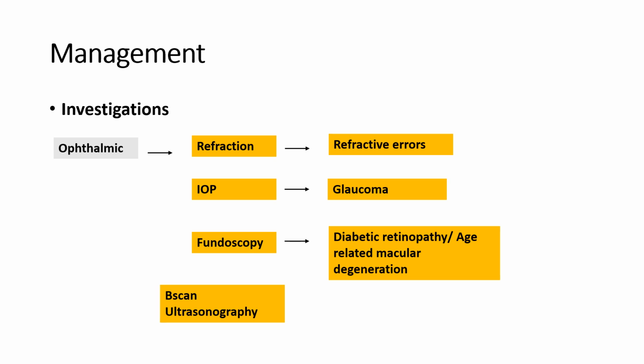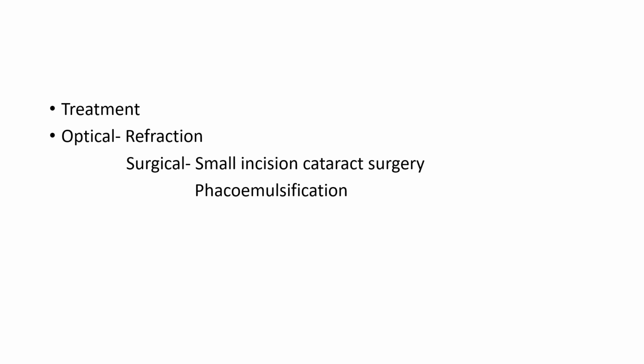If it's a mature cataract and you're not able to see the fundus, you will do a B scan ultrasonography to make sure that the retina is normal. Once you do that, the treatment, if it is optical, is refraction and correction: you give glasses, optical correction. Surgical: if there's no improvement of vision on pinhole, you will suggest a cataract surgery. Cataract surgery can be of two types: small incision cataract surgery and phacoemulsification.